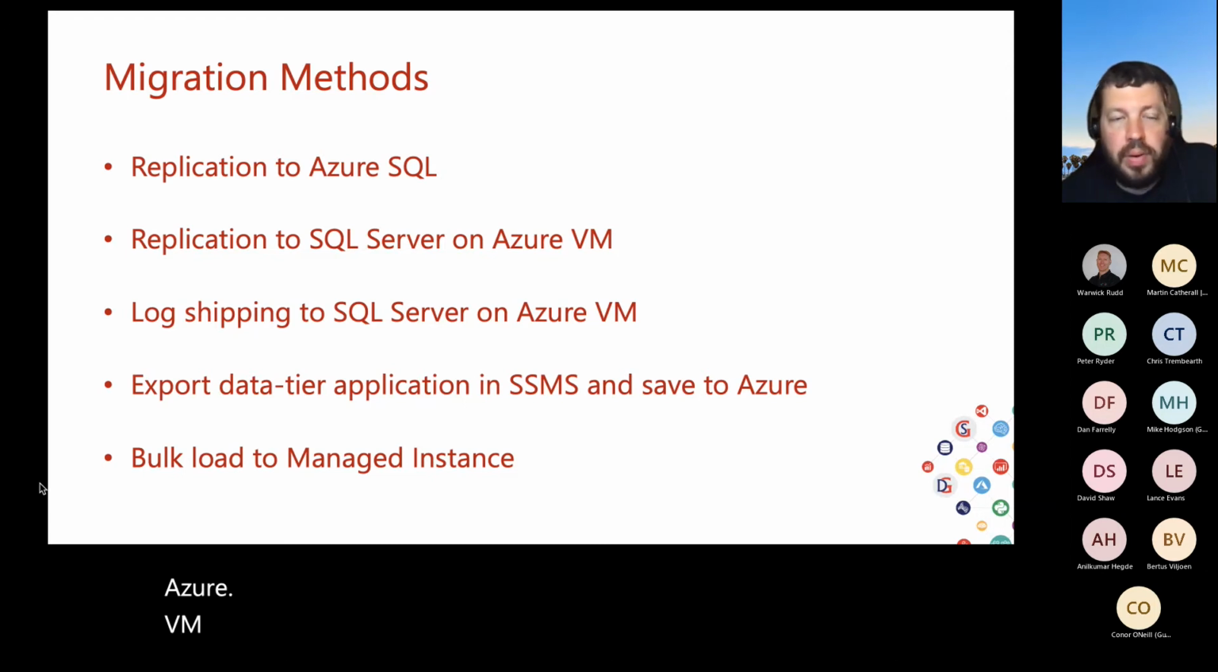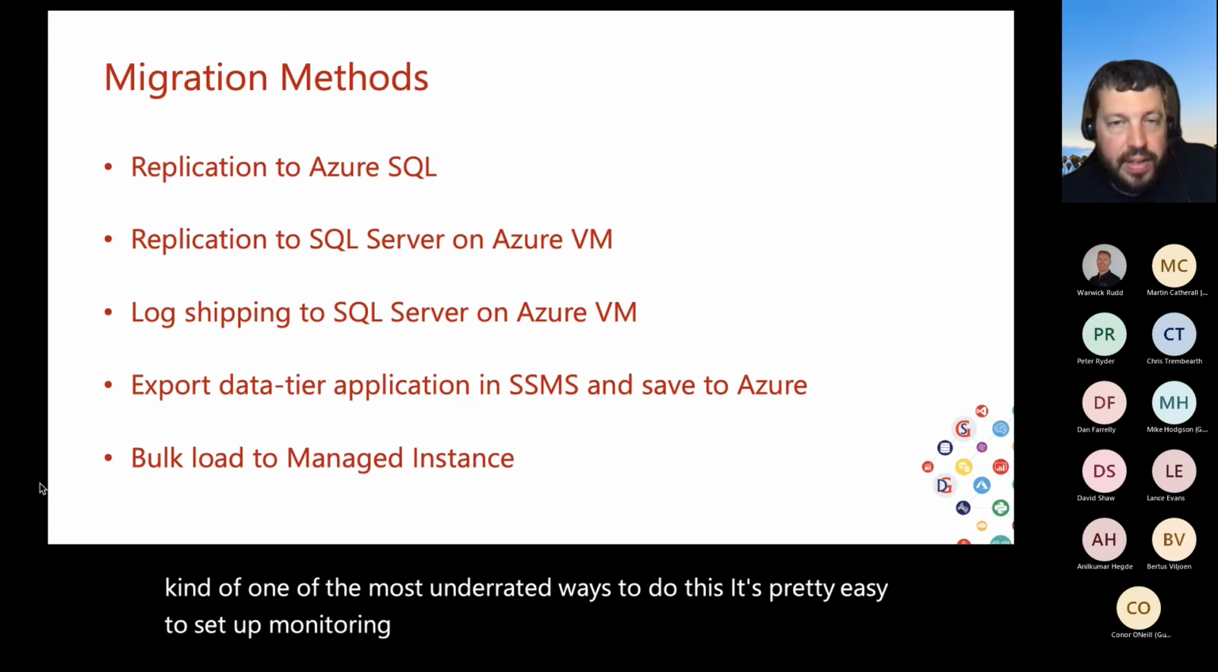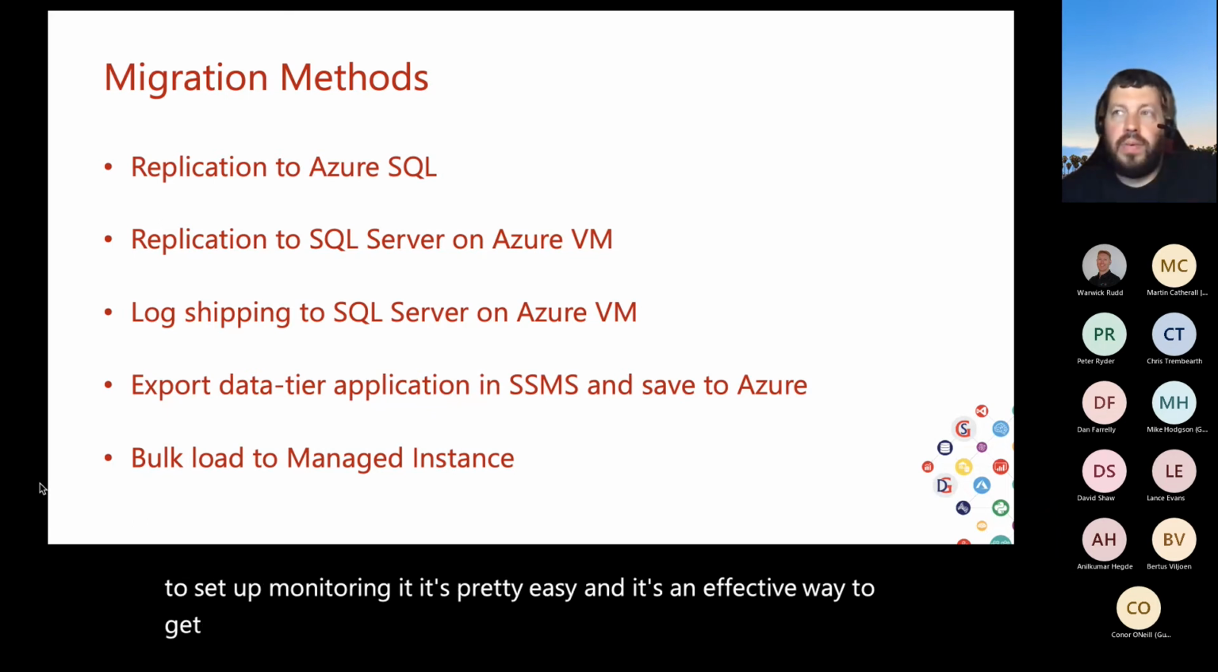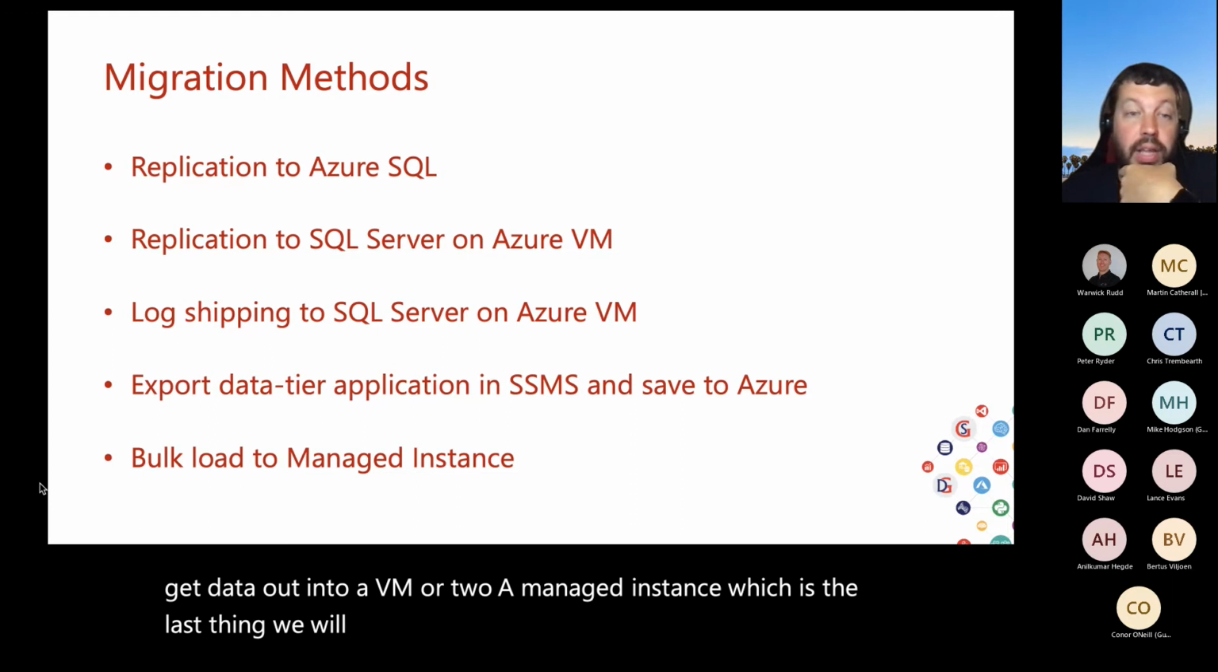Along those same lines, if we're just trying to get data out to an Azure VM, replication works, log shipping works. Log shipping for me is one of the most underrated ways to do this. It's pretty easy to set up. Monitoring it is pretty easy. And it's an effective way to get data out into a VM or to a managed instance, which is the last thing we will talk about here. And that's pretty new and very cool.